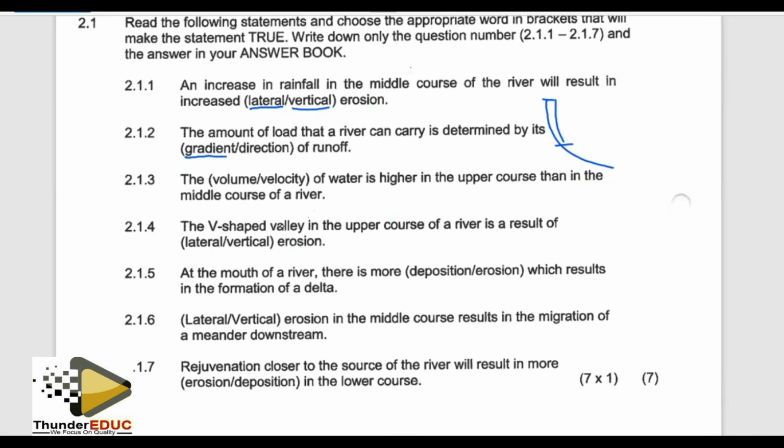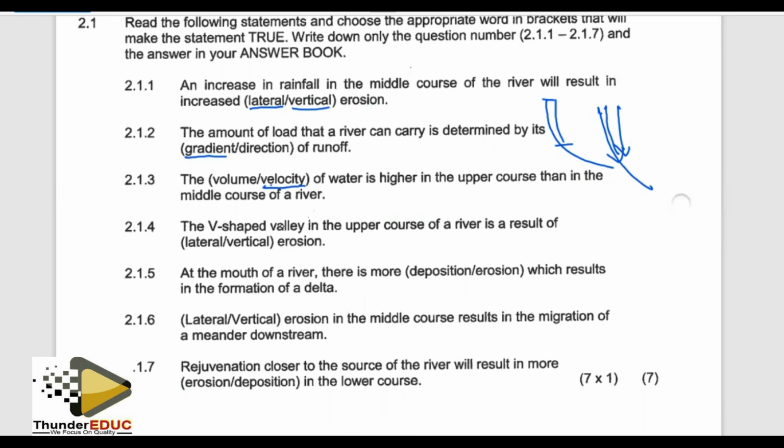2.1.3, the volume or velocity of water is higher in the upper course than in the middle course. So I think we are going to say that the volume, that is the amount of water, is less in the upper course. So this goes with velocity, or the speed. The velocity of water is higher in the upper course, because that is where it is very steep. If water is flowing over a steeper gradient, its velocity is very high, meaning water will be flowing so fast.